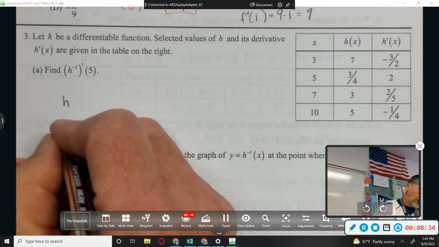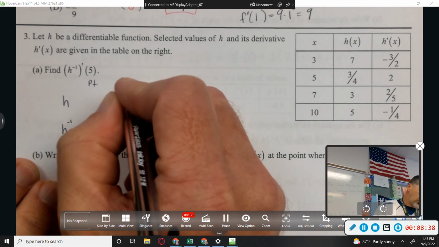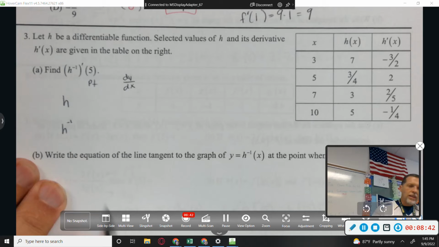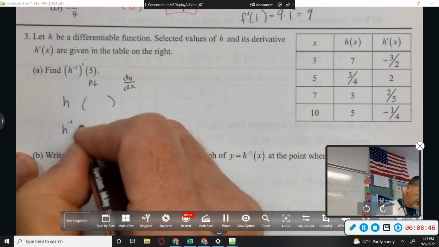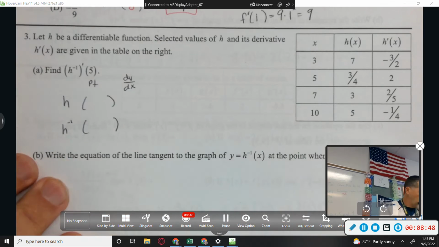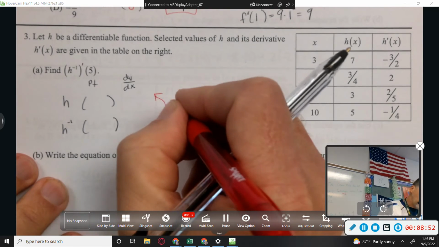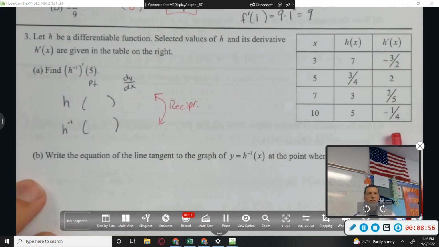Well, again, the table. Make a table. Point and derivative. How you label it is up to you, but the point and the derivative. Because again, I think that helps keep it straight. And I already know that those two things are reciprocals of each other. Whatever they are, if I find one, I can find the other one.